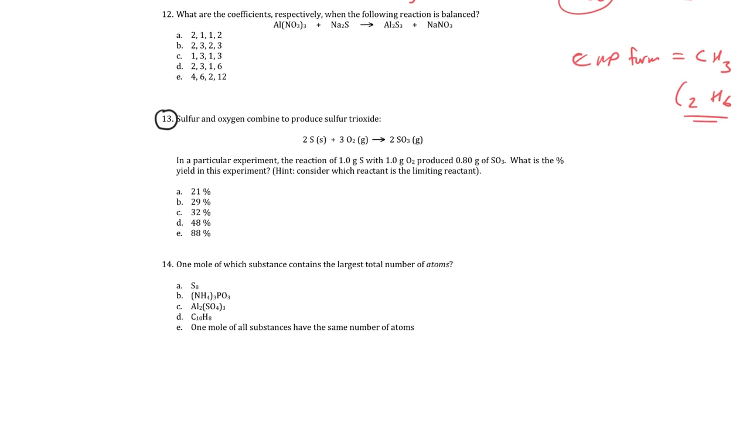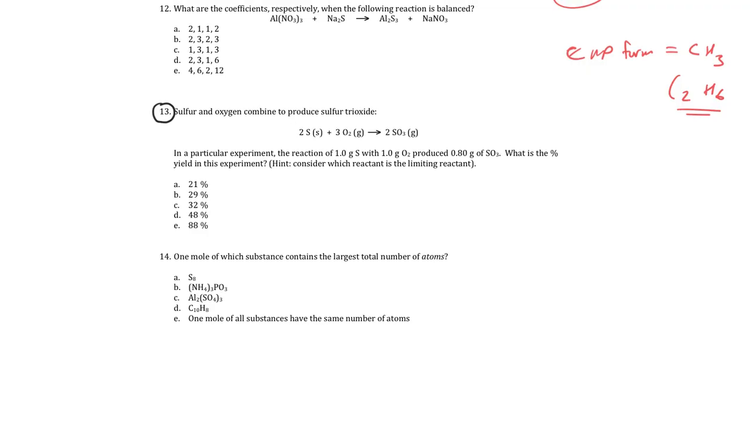Let's look at one last review question for today. That's the sulfur plus O2 question here. So sulfur and oxygen combined, that's a combination reaction into SO3. And we're told in a particular experiment, we take a gram of sulfur, a gram of oxygen, we produce 0.8 grams of SO3. What's the percent yield of this reaction?